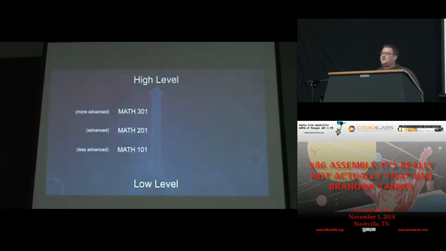typically less complex, right? So Math 101 is a low-level course. Math 201, a bit more complex, a higher-level course. Math 301, the land of geniuses, right? It's the highest level course in my example. It's high level because it's complex. So the higher level something is, the more advanced it is. But that is almost the complete opposite in terms of tech.